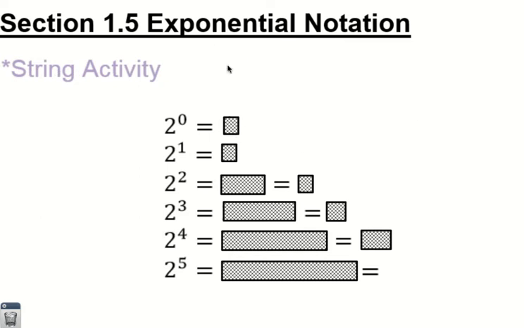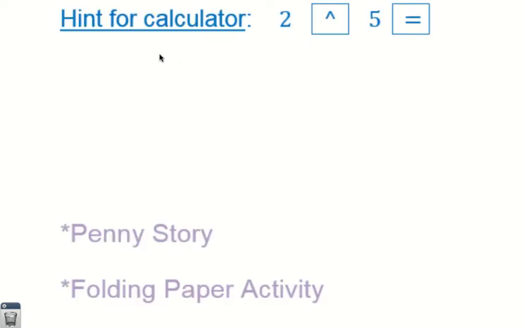2 to the 0 power. And then 2 to the first power, 2 to the second power. That's how you say all this stuff. I might as well show this real quick first.